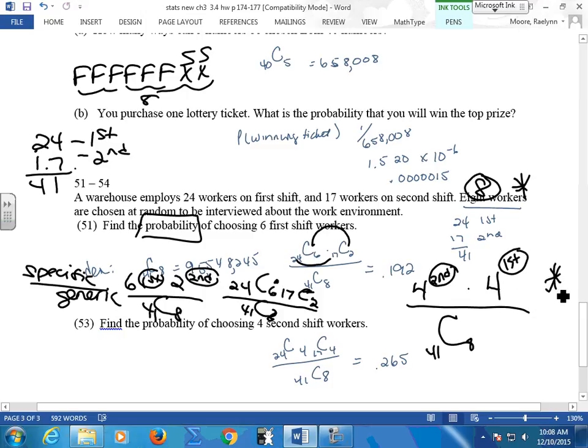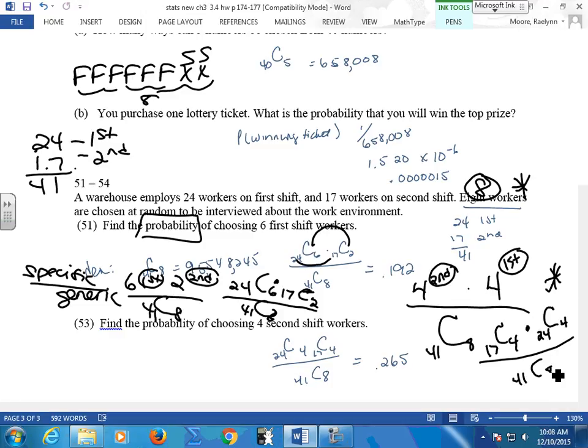This is such a good way to start. Then say, okay, from the second shift, how many do I have to choose from? 17. And I want 4. Counting principle says multiply. How many do I have in my first shift? And how many do I want? 4. Over my any groups of 8, my generic number. Good? That's what we're looking at.